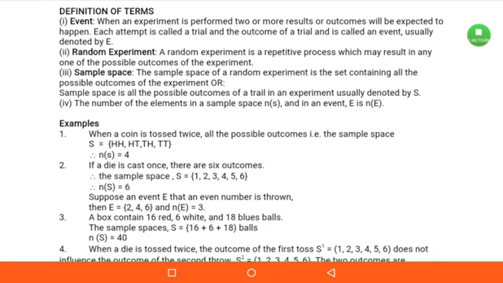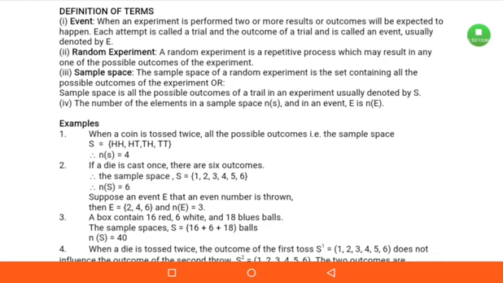So what do you mean by random experiment? A random experiment is a repetitive process. So when you repeat the process of the experiment, you call it a random experiment, which may result in any of the possible outcomes, that is the event.